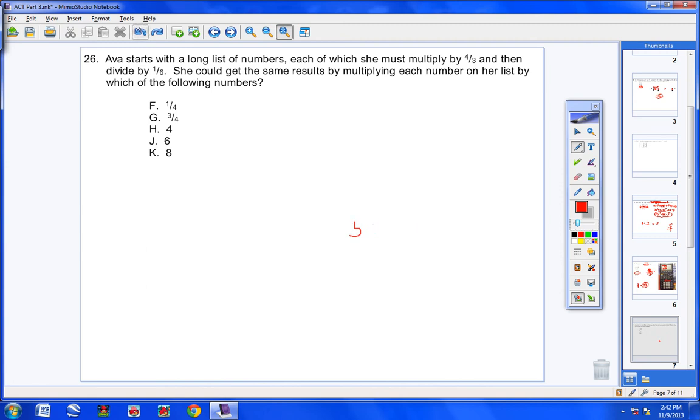So now we're going to apply that property up here. Ava has a long list of numbers. We'll call her first number A. Now what is she going to do with A? Well, it says right here she's going to multiply it by what?